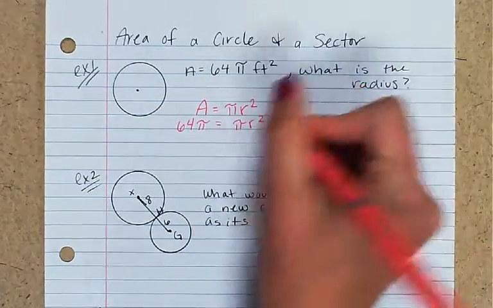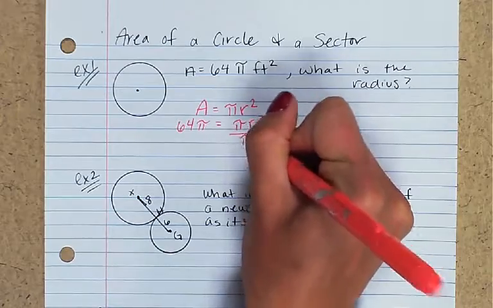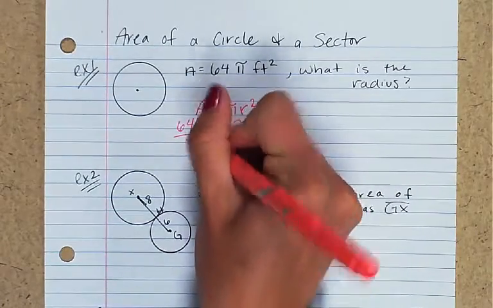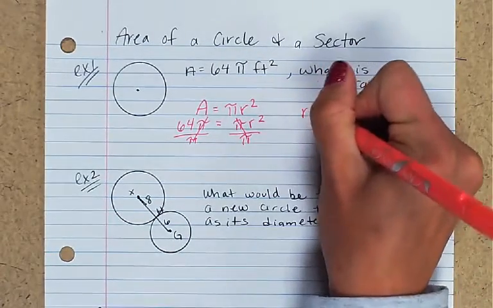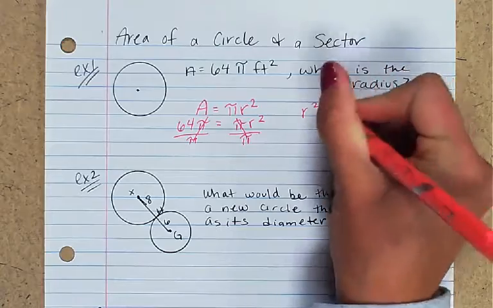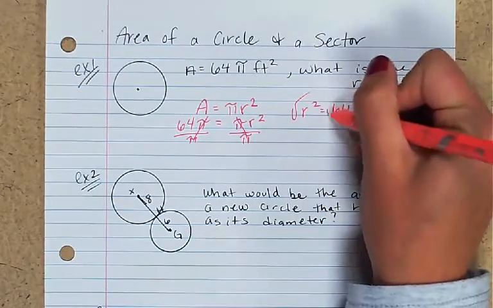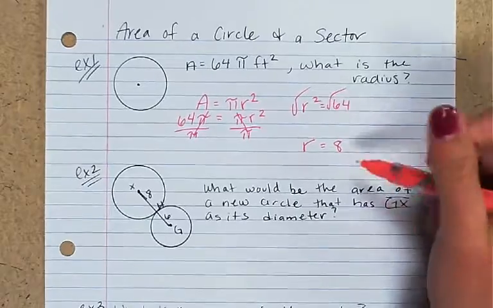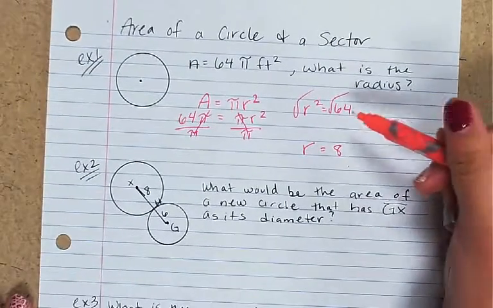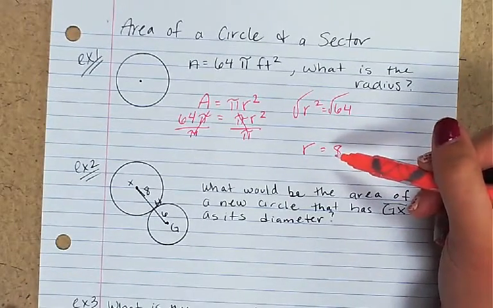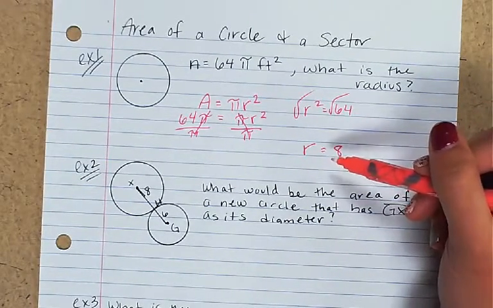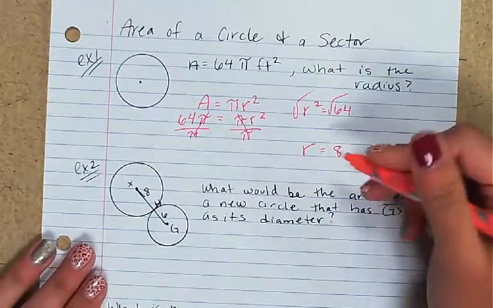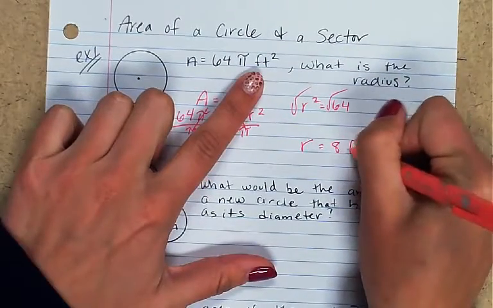I would start out here by dividing both sides by pi. So those cancel, and we get r squared equals 64. To undo squared, we square root, and r would be 8. When you square root both sides of an equation, technically you should put a plus or minus in the front, but it doesn't make sense for this because you can't have a negative length. So in fact, r would be 8 feet.